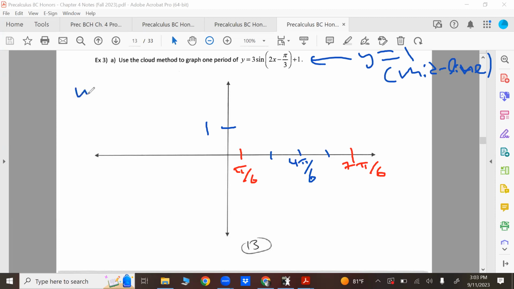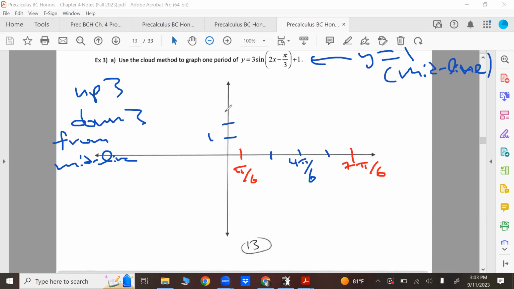And we have to go up 3 and down 3 from the midline. So you have to hit 4 and go all the way down. Let me space it a little more nicely. I didn't do a good job spacing this out. 1, 2, 3, 4. Okay, here we go. So you're going to start, and this is sine or cosine, by the way. Sine. So you can do middle, high, and it's not reflective about the x-axis. So middle, high, middle, low, middle. Okay, so we have this. And there's your answer.